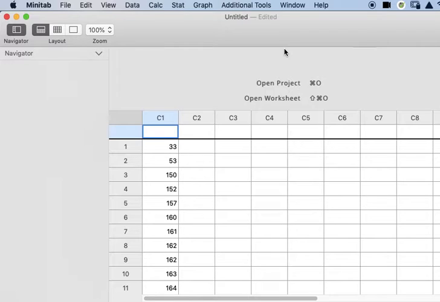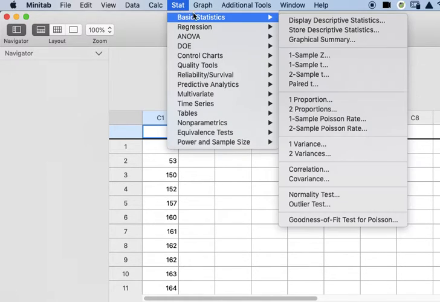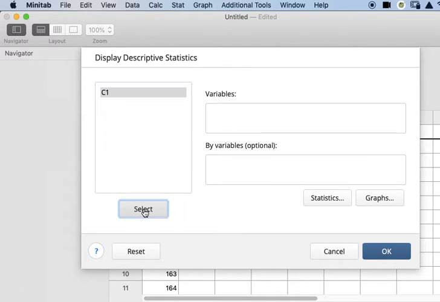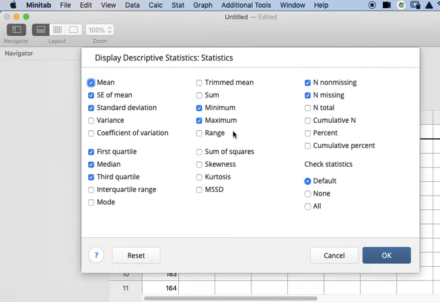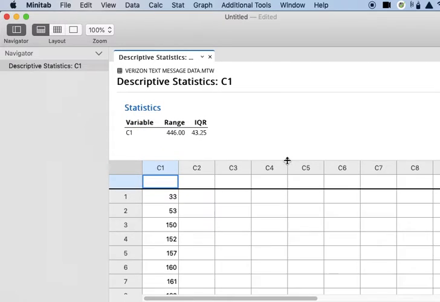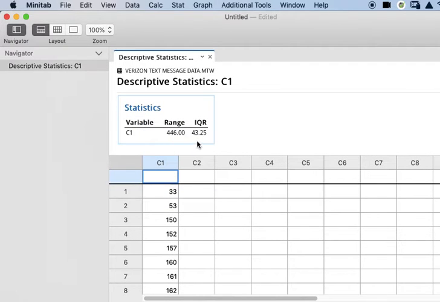Now you could pretty easily calculate the range because the data is in order from smallest to largest. The interquartile range is a little bit trickier to calculate by hand. So I'm going to calculate it by, as usual, selecting the column that the data is in, clicking on statistics, and checking the boxes that I want. I want the interquartile range and the range, and I'm going to uncheck everything else. So it's giving me the values here of 446 for the range and 43.25 for the interquartile range.